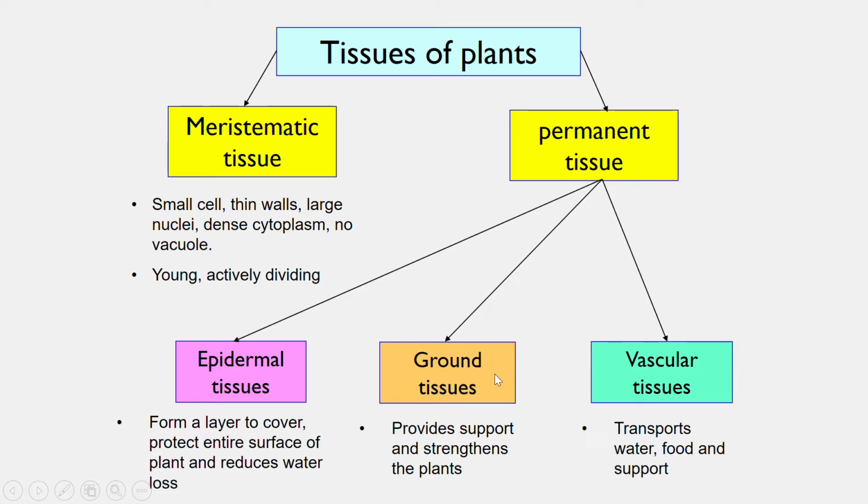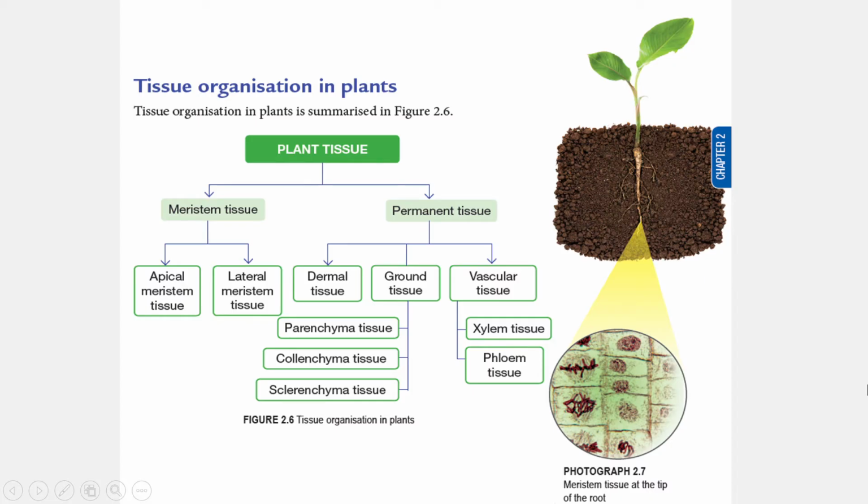Okay, for ground tissues, for support and storage. Kalau vascular tissues, vessels, macam pipe, so it refers to xylem and phloem, which will transport food with dissolved mineral, that is the function of xylem. Okay, transporting organic substances ataupun sucrose, okay, that is the function of the phloem.